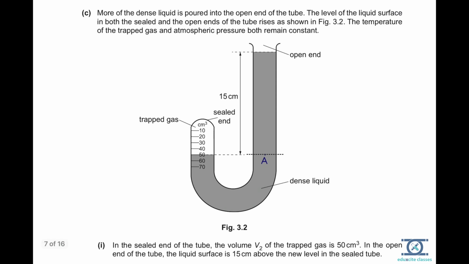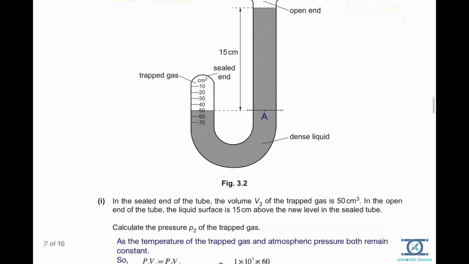Now the C part: more of the dense liquid is poured into the open end. Now we have poured more dense liquid at the open end. The level of the liquid surface in both the sealed and open end of the tube rises. Here the level of the dense liquid rises, and here we have poured, so it also rises here. It is also mentioned in the question that the temperature of the trapped gas and the atmospheric pressure both remain constant. Both quantities, the temperature of the trapped gas as well as the atmospheric pressure outside, remain constant.